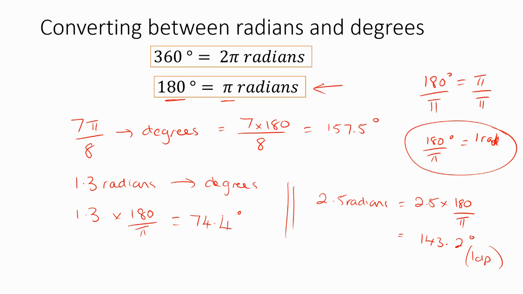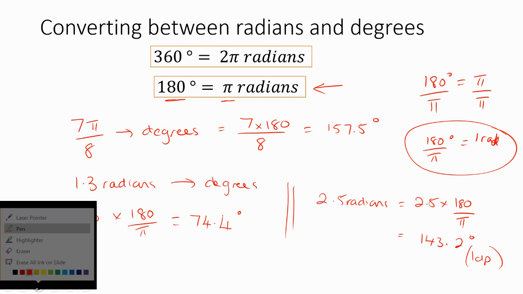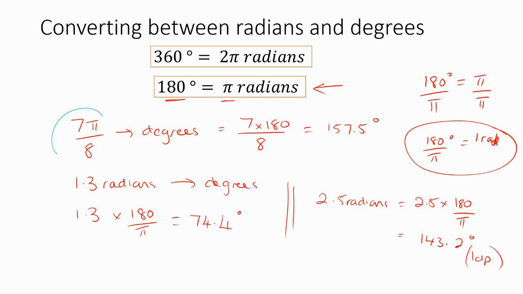So there's two situations: one where you get pi in the problem, or you get a decimal question. And for both of them you need to be able to change to degrees.